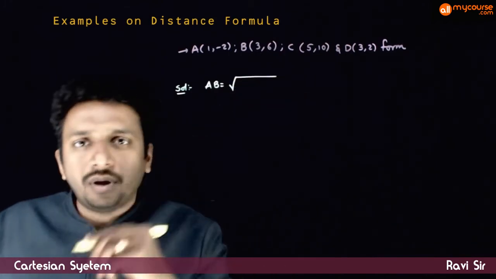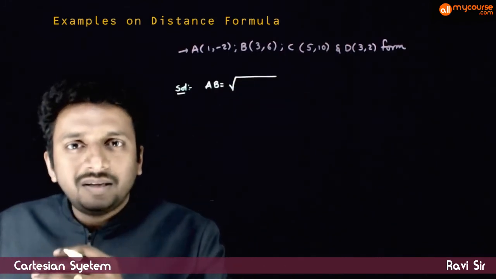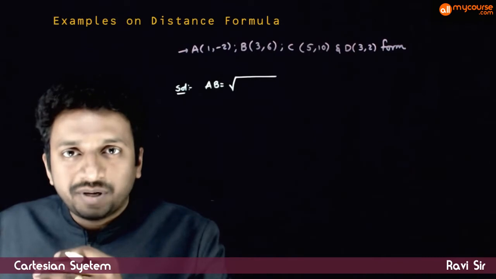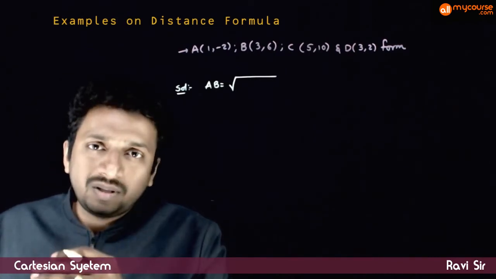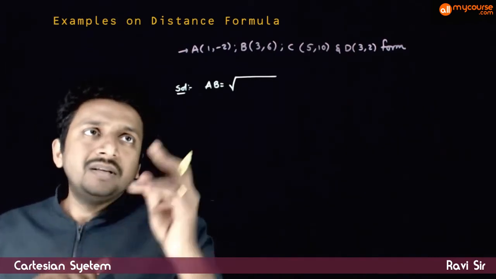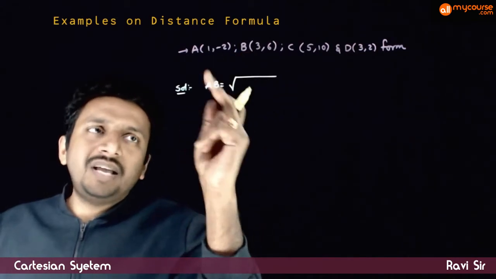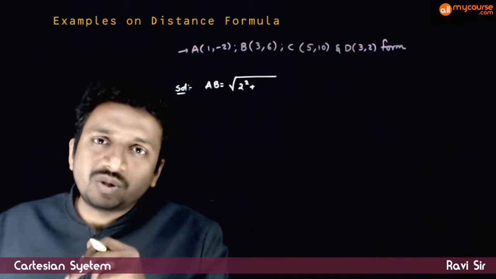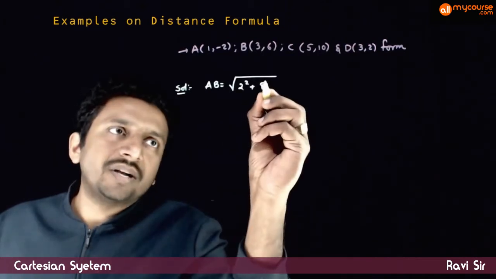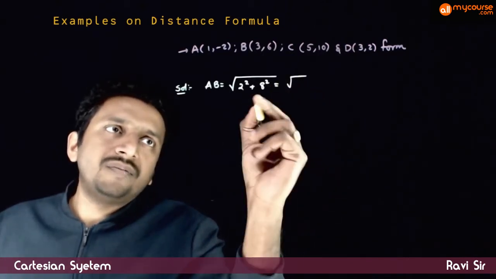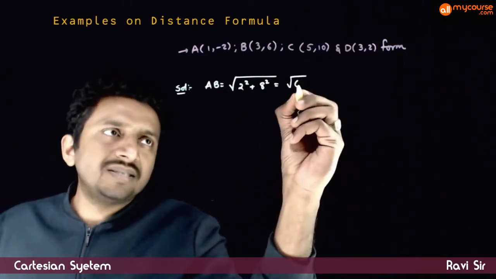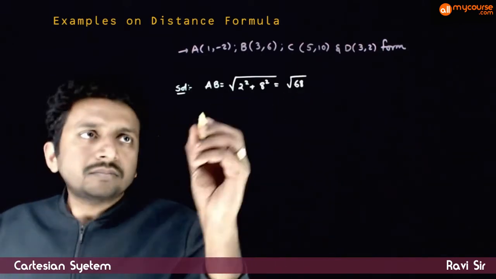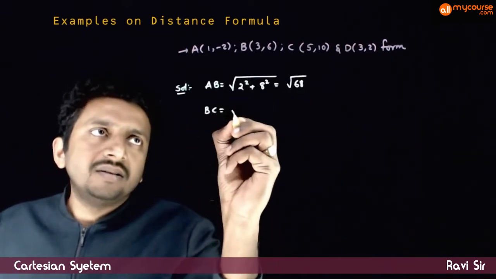AB is equal to root of. By now you would be comfortable with distance formula. So I'll try to do the numbers directly. So AB is equal to root of 3 minus 1, that is 2 square, plus 6 minus of minus 2 is 8, 8 square. That is equal to root of 64 plus 4, which is 68. What is BC?